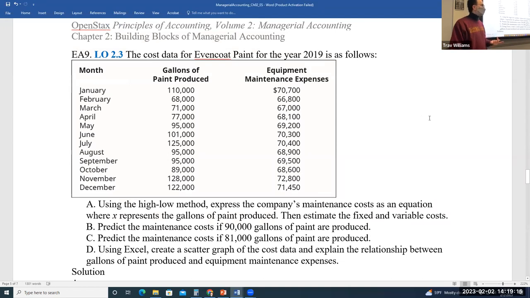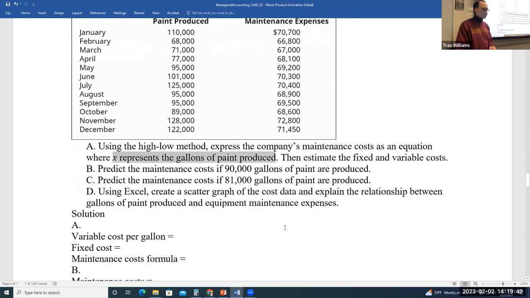This is another high-low method example. So we are going to go through the same process where first we have to figure out our variable cost per unit. Then we can figure out our fixed costs. And then we have our formula. It says here, express the company's maintenance costs as an equation where X represents the gallons of paint produced.